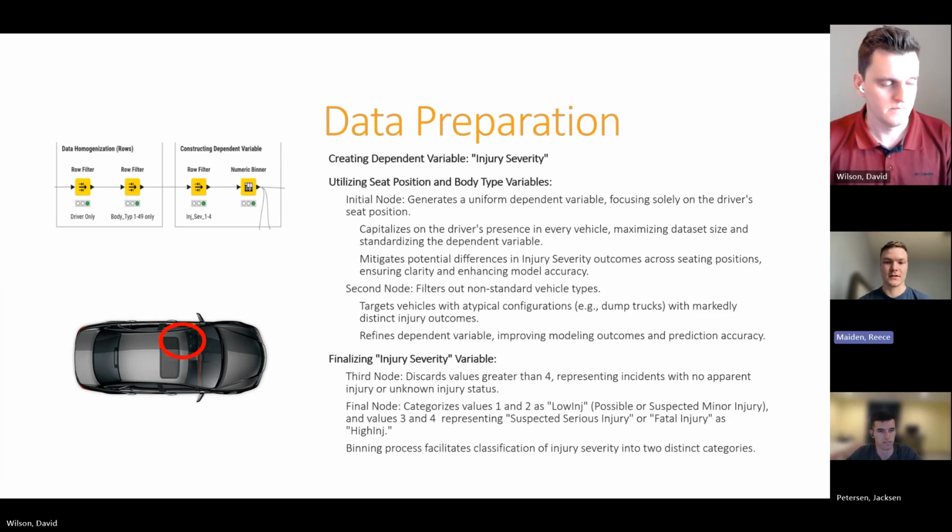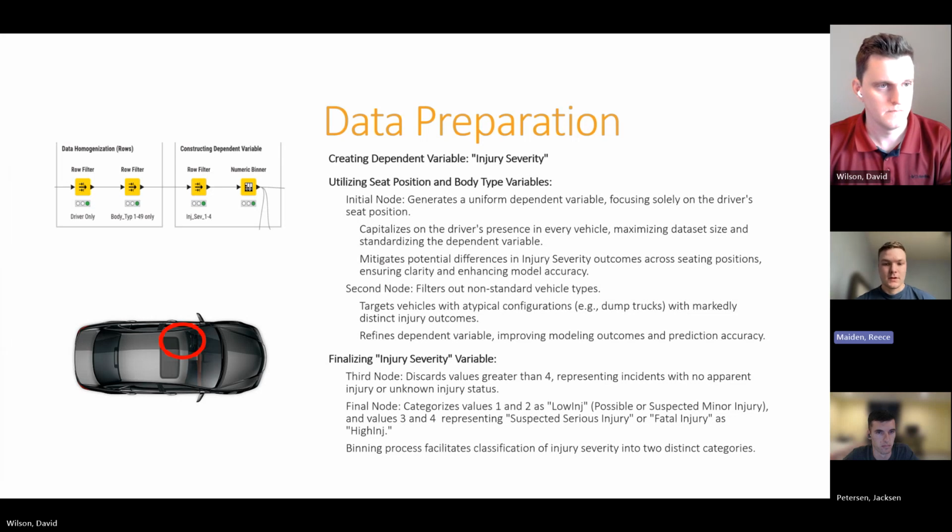The second node filters out the non-standard vehicle types. So any type of vehicle that has an atypical configuration, like a dump truck, construction vehicle, anything that's out of the ordinary, not standard, like a box truck, etc. This helps us refine our dependent variable and cleans up our data set to avoid using statistically different vehicle types, which could have different injury outcomes.